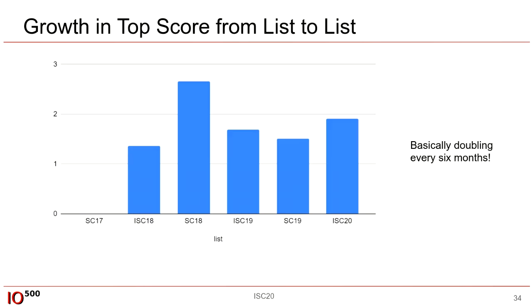And then finally, what this shows is the increase in each list of the top score from list to list. So for example, the top score in ISC 18 was about 125% better than the top score from SC 17. The top score in SC 18 was about 250% the top score of ISC 18. So what this shows is we are basically doubling or even more than doubling every 6 months.